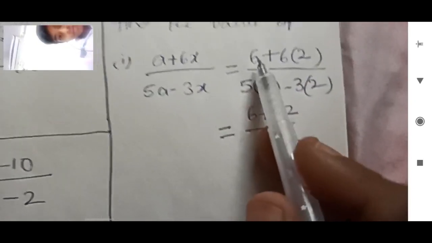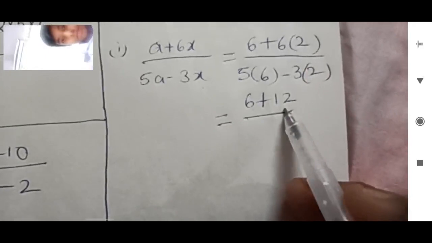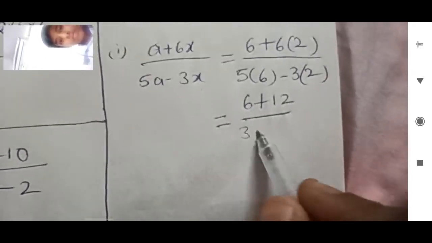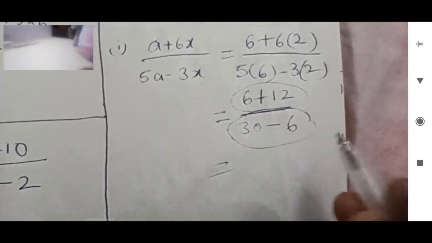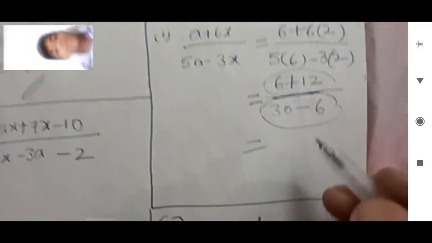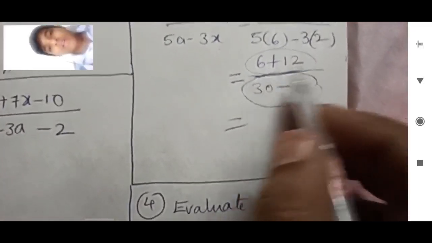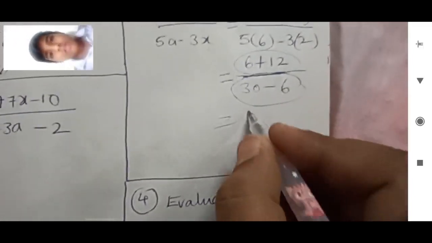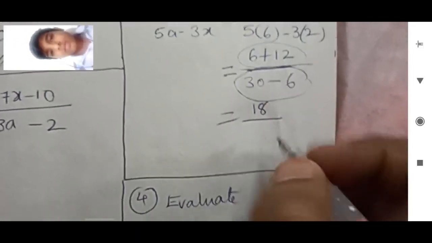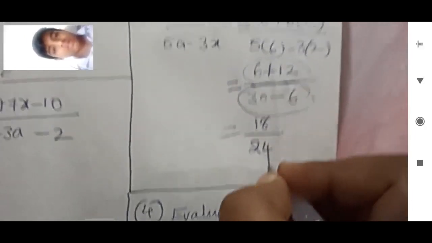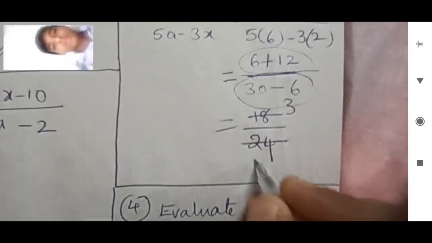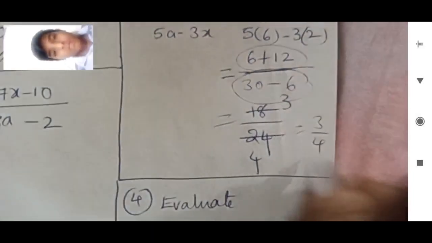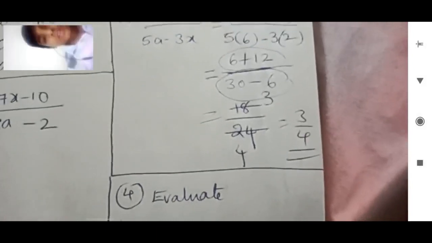So 6 plus 6 2s are 12, 5 6s are 30 minus 3 2s are 6. First we have to do addition and subtraction, because with multiplication present we cannot do direct cancellation. So here you should not do like that. 12 plus 6 is 18 by 30 minus 6, how much? 24. So now we can cancel with the 6 table. 6 3s are 18, 6 4s are 24. 3 by 4 is the answer. Okay? 3 by 4. This is a proper fraction only.